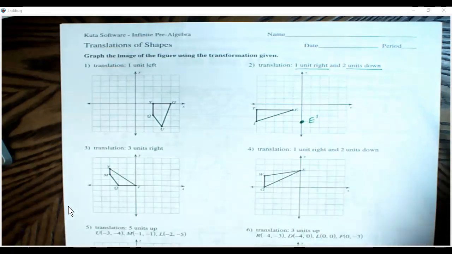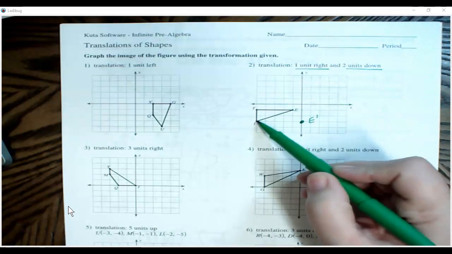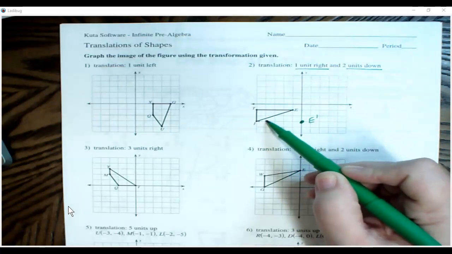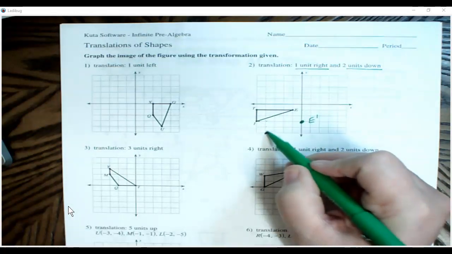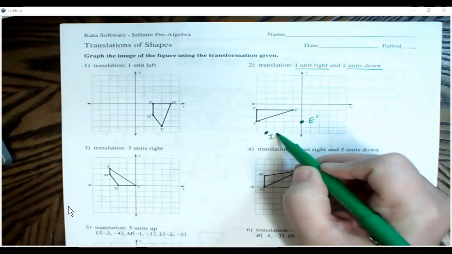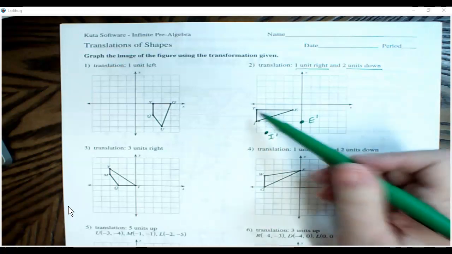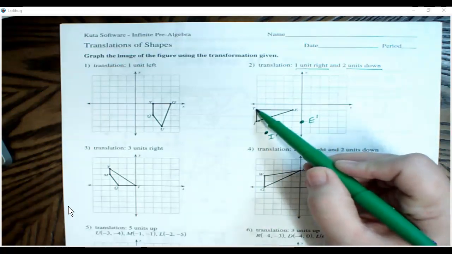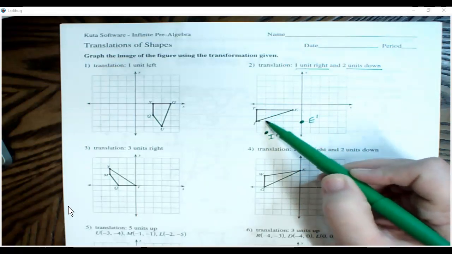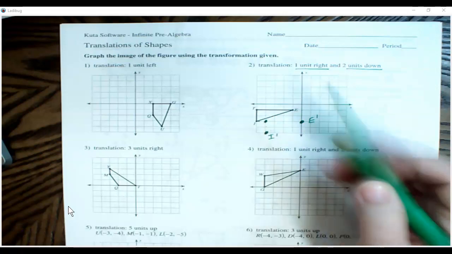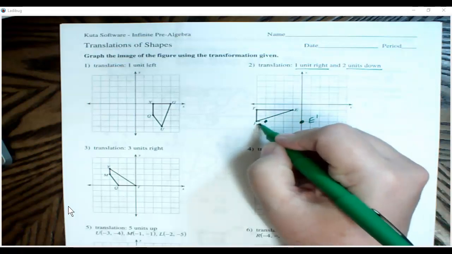Now let's do the same thing with I. 1 unit to the right. There we go. 2 units down. 1, 2. So here's going to be I prime. Point T. 1 unit to the right. 2 units down. 1, 2. It ends up right here. We label that T prime.